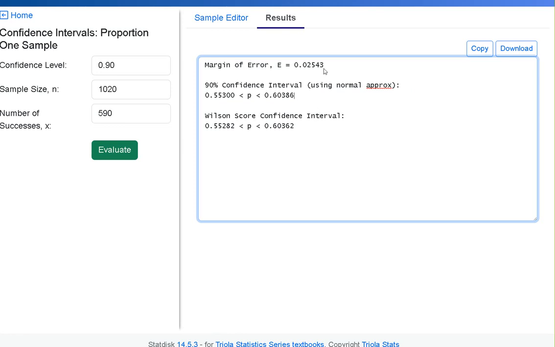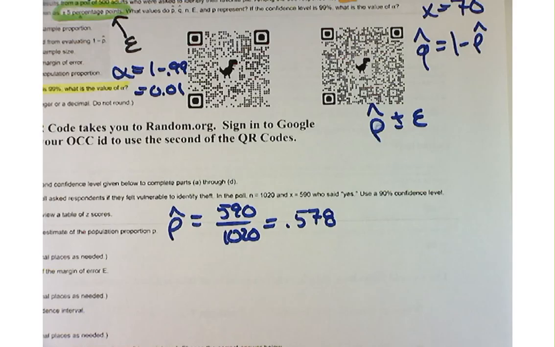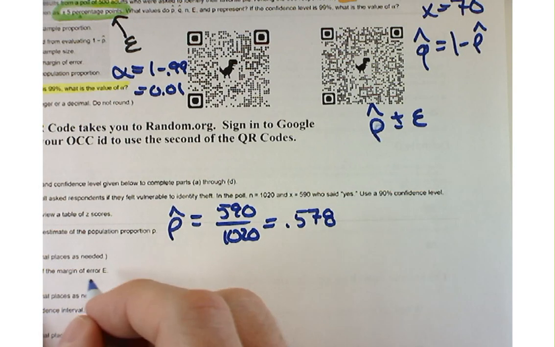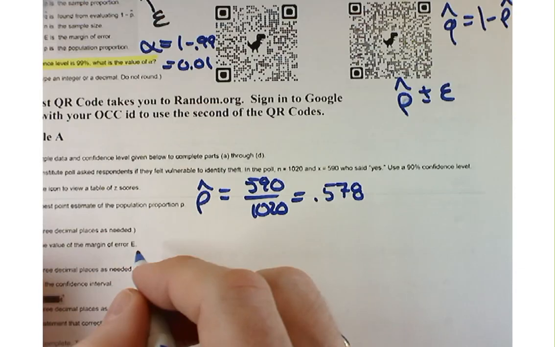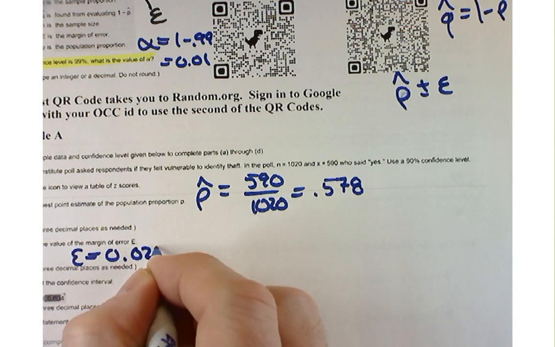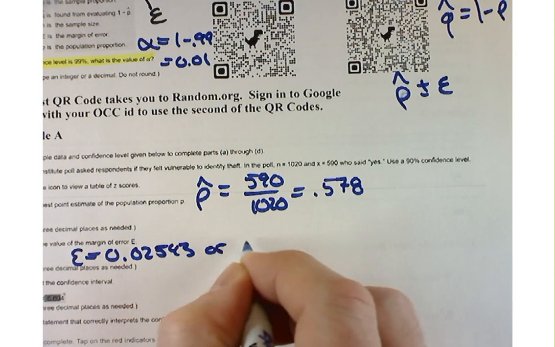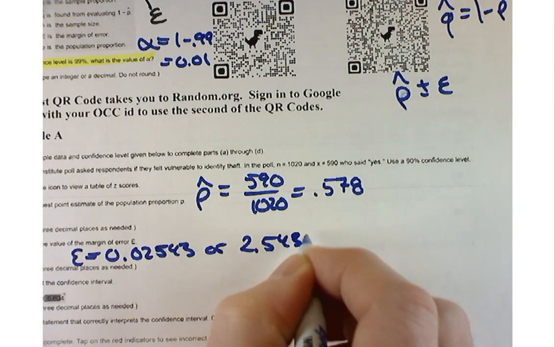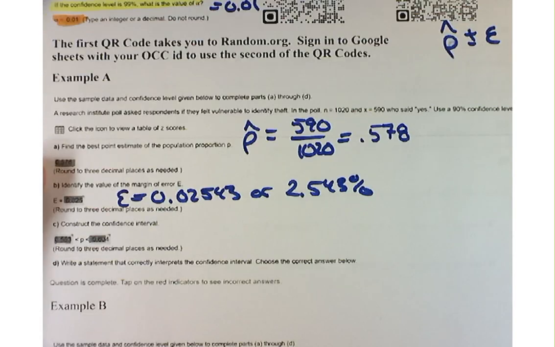But in particular, in answer to their questions, they were asking, well, what's the margin of error? And that's 2.543% or 0.02543, whichever one you want. So, identify the value of the margin of error. E equals 0.02543 or 2.543%. Okay, nice. Saved ourselves a lot of work there.